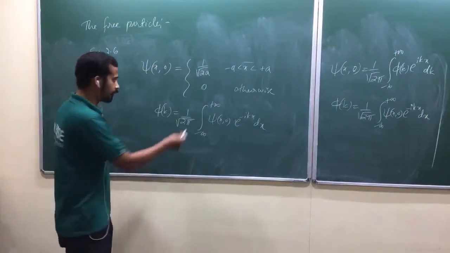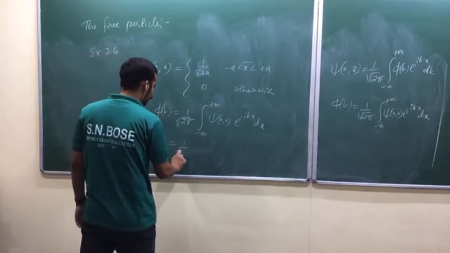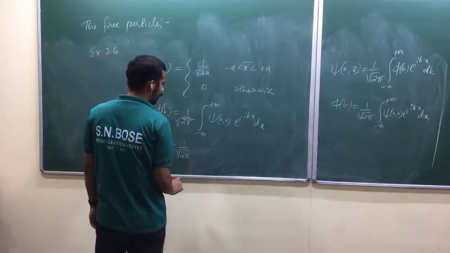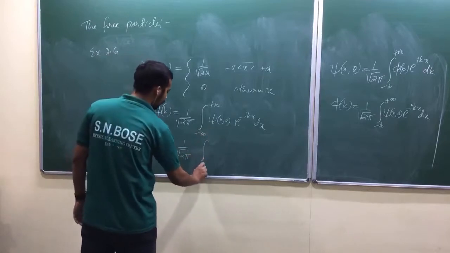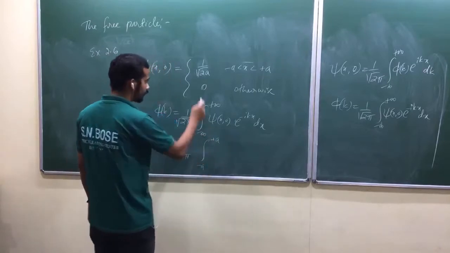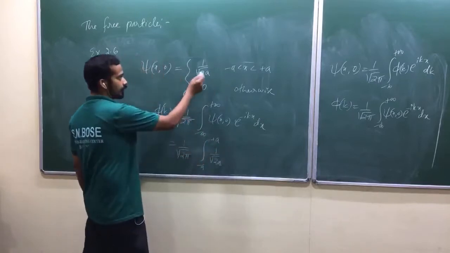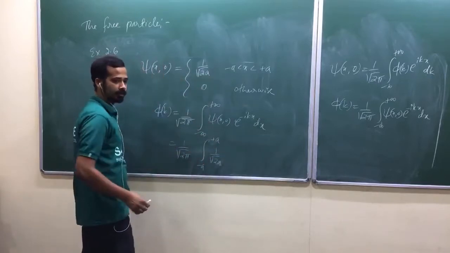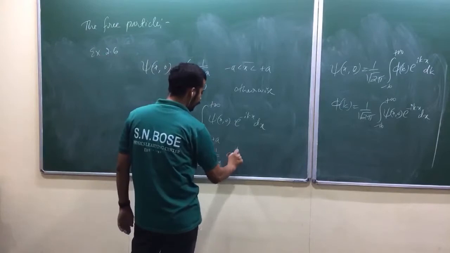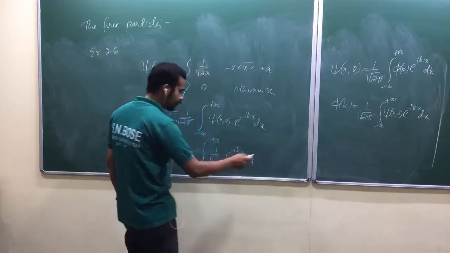Now, what is your phi of k? Now you can substitute 1 by root 2 pi. Look here, this integral becomes minus a to plus a. Am I right? Check it out: 1 by root of 2a, because this is non-zero only between minus a to plus a, into e power minus i kx dx. Do this integral quickly.